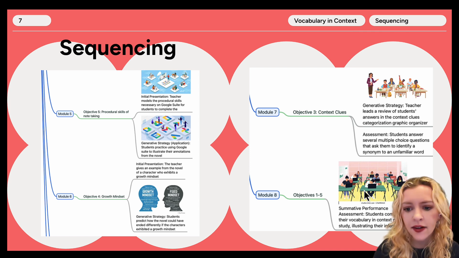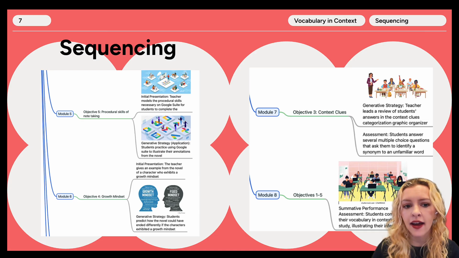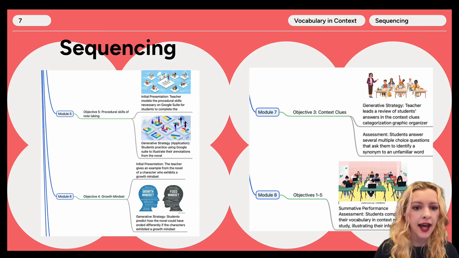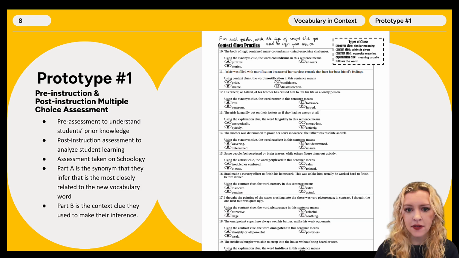And then finally, we have our summative performance assessment, where students will use all 5 objectives, show a growth mindset, use procedural skills of note-taking and sharing ideas on the internet, and show their knowledge of inferring vocabulary, and then explain how that vocabulary word is important for their novel as a whole. So this is my first prototype that I'm using in this unit.